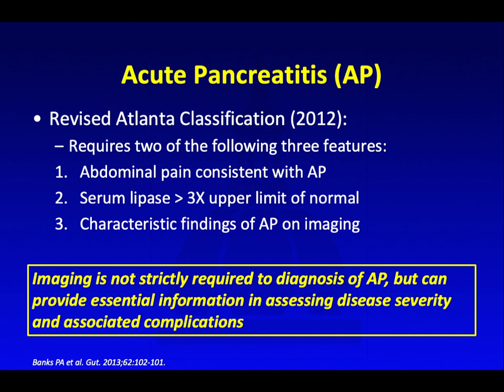When you look at these features, you only need 2 out of 3 to fulfill a clinical diagnosis of acute pancreatitis. So imaging is not strictly required for the diagnosis of acute pancreatitis, but it can provide essential information in assessing disease severity and associated complications.